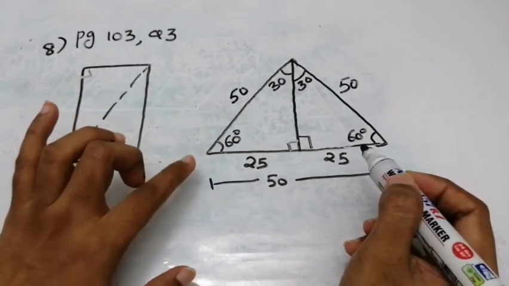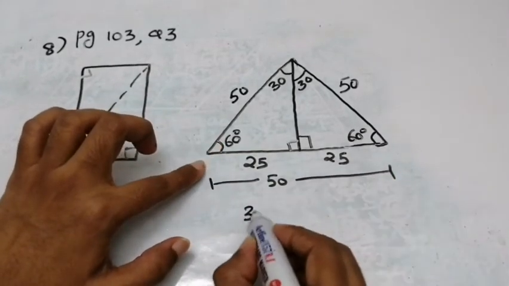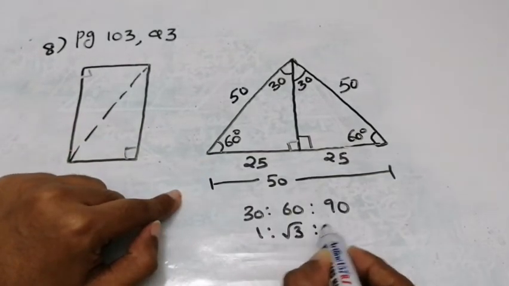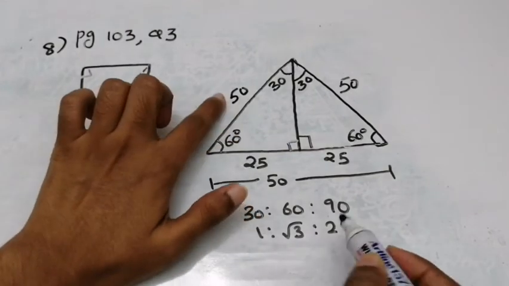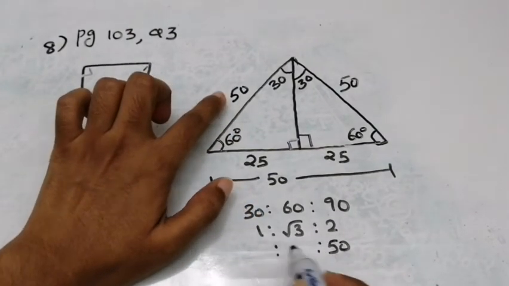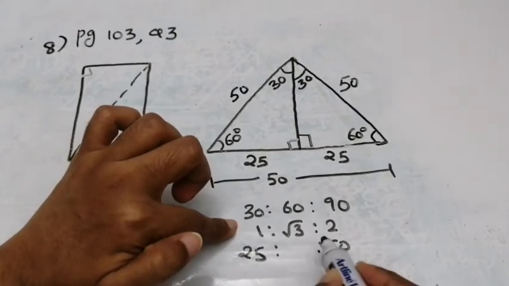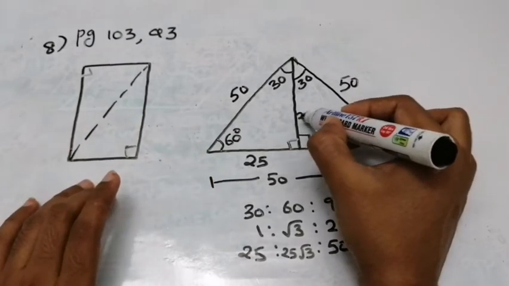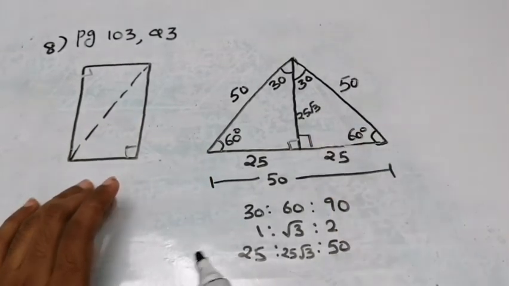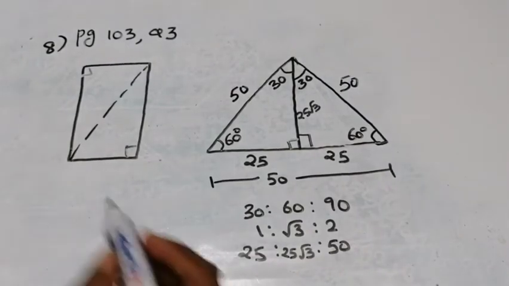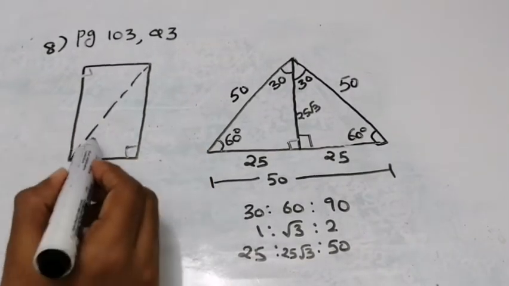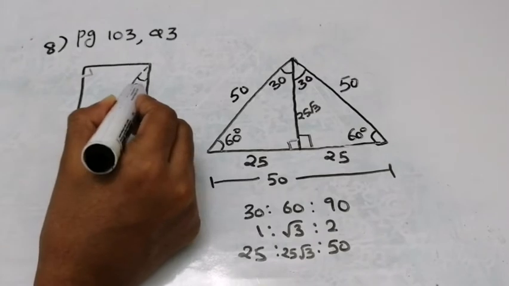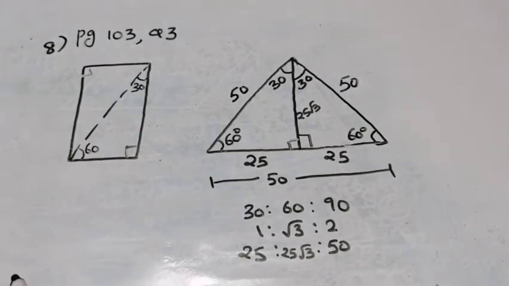Okay, then here you can see again we have the combination as 30, 60 and 90. 1 is to root 3 is to 2. What is the side opposite to 90-degree? 50. Then what is the side opposite to 30? Half of 50, 25. Then what is opposite to 60-degree? 25 root 3. So I am marking this one as 25 root 3. Now let us see how we can mark this one. Here you can see, if you draw a line, we can easily understand that this angle is more. So this is 60-degree and this is 30-degree. Am I right? Okay. Yeah.